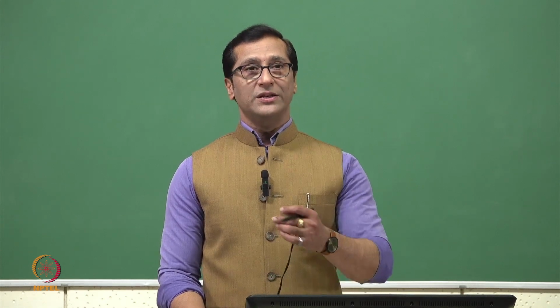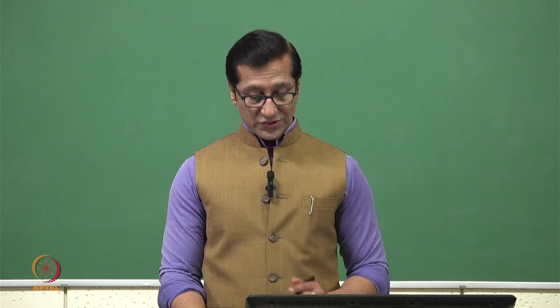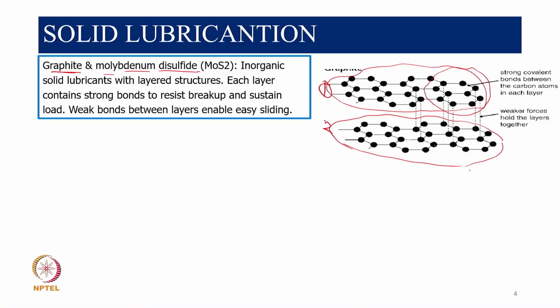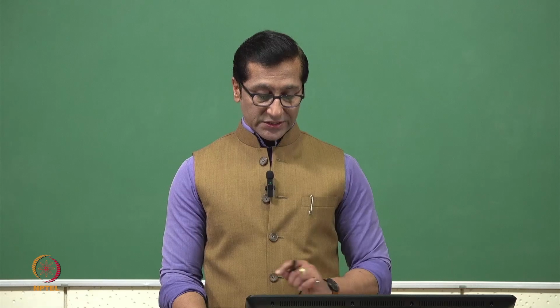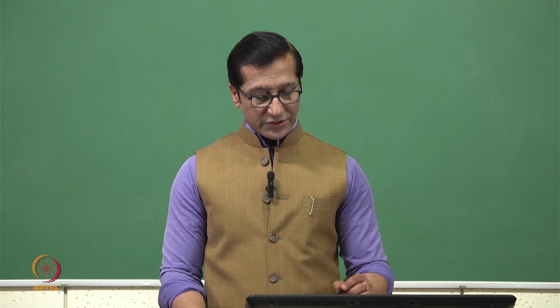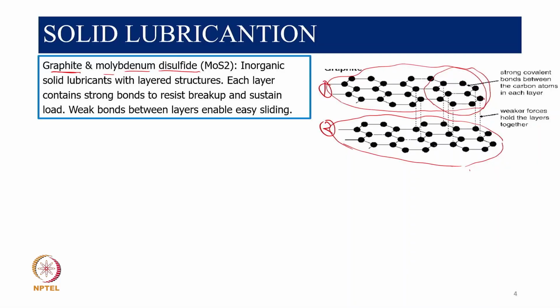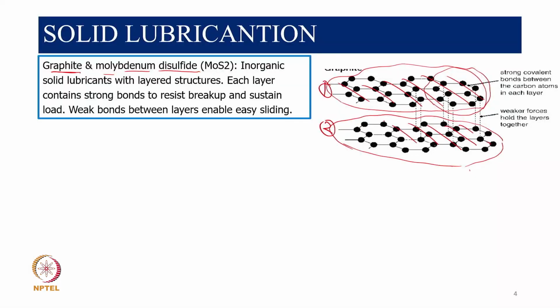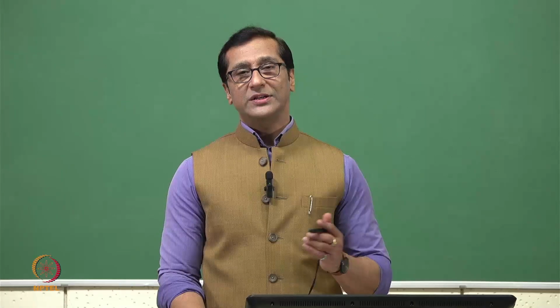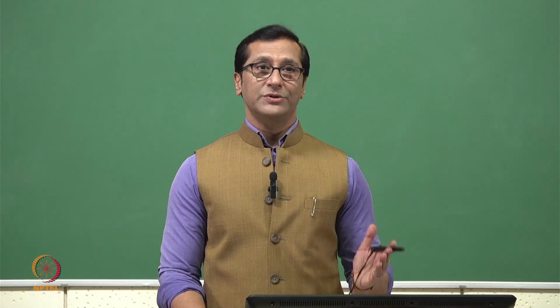That's why we say the inorganic solid lubricant has a layered structure, as I mentioned: layer 1, layer 2, it can be many layers, and each layer contains strong bonds to resist deformation or breakage. So this layer 1 is solid, it is not going to deform easily, it will not break so easily, and the second layer is the same. However, between two layers there will be easy sliding, and if there is easy sliding, naturally resistance is lesser and the coefficient of friction will come down.